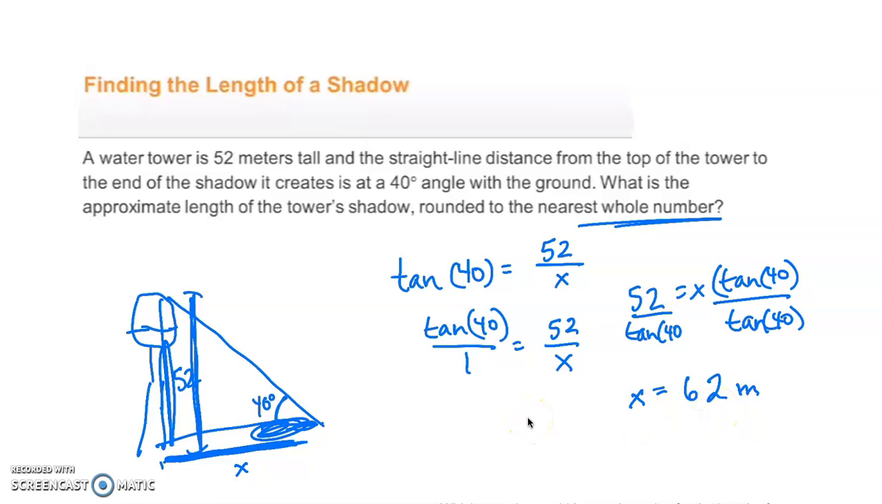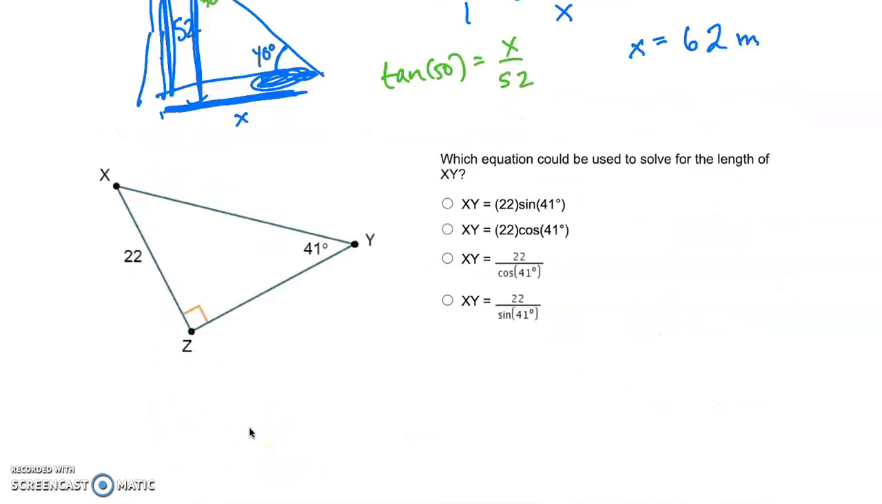The other way you could have done this is you could have said, well, I know that this angle must be 50 degrees, and I could say the tangent of 50 is equal to x over 52. Because remember, we can use any function we want, and you would get the same answer. So double check that if you want on your calculator, but that's another way you could do it.